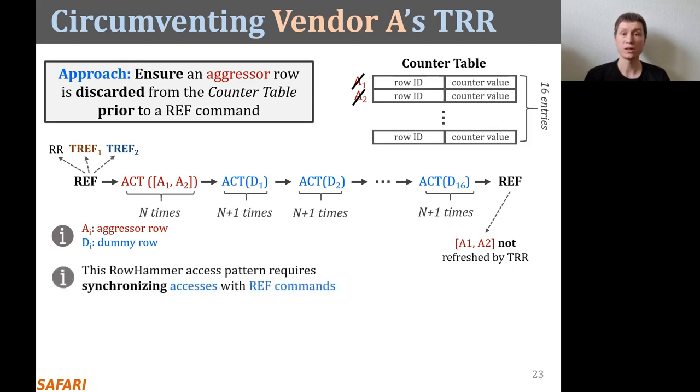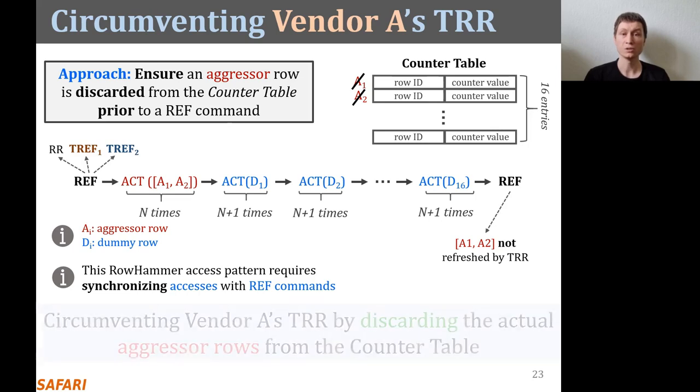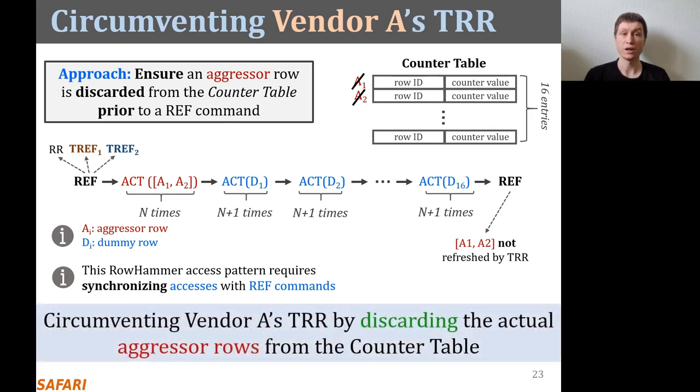To execute this RowHammer access pattern, it is important to synchronize the accesses with the refresh commands to perform aggressor and dummy row hammers at the right time. We conclude that one can circumvent vendor A's TRR mechanism by discarding the actual aggressor rows from the counter table by sufficiently hammering a set of dummy rows.